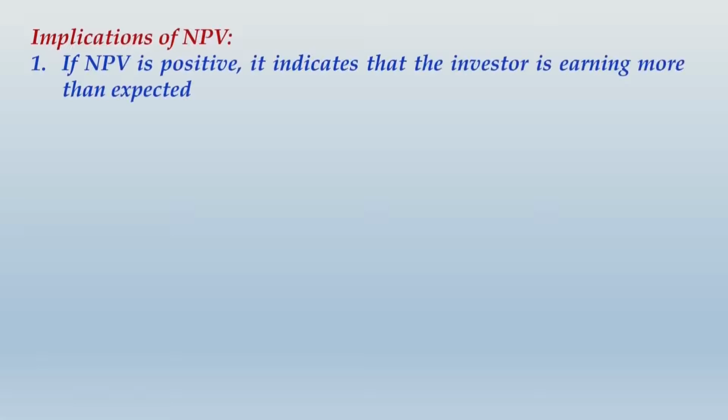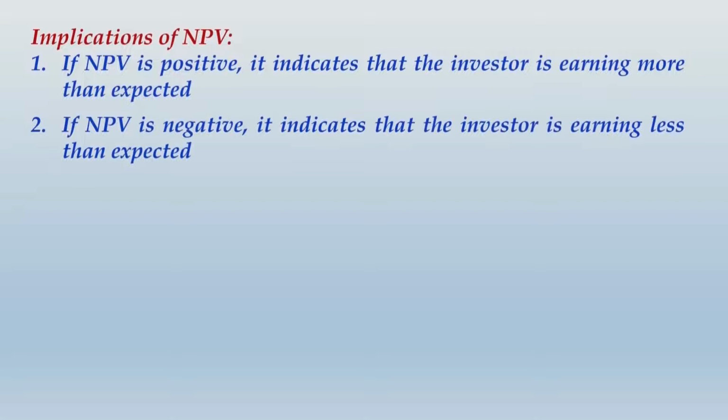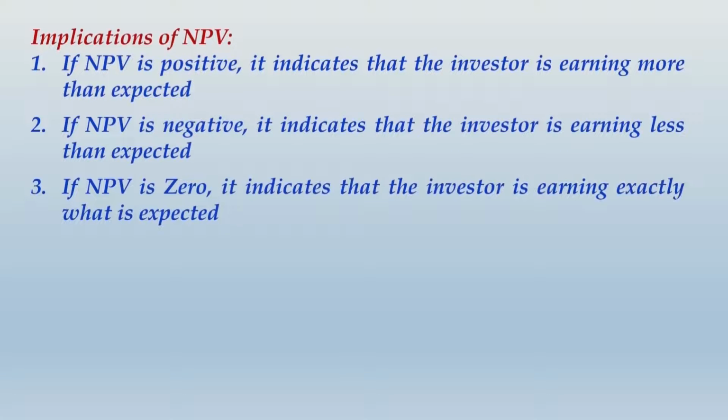Implications of NPV. Number 1. If NPV is positive, it indicates that the investor is earning more than expected. If NPV is negative, it indicates that the investor is earning less than expected. If NPV is 0, it indicates that the investor is earning exactly what is expected.